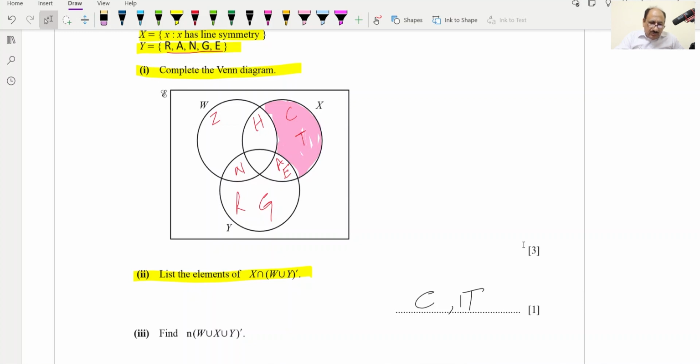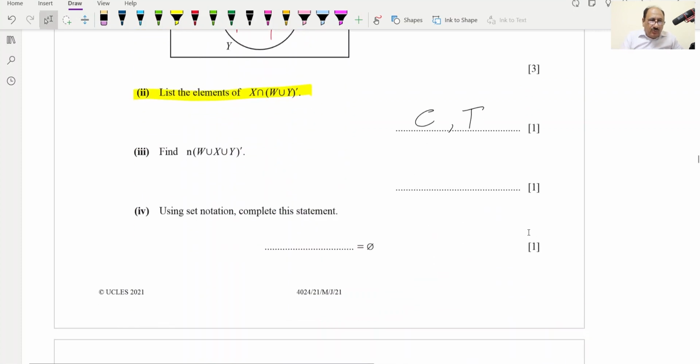Then they are saying find n of (W union X union Y) complement. So there is nothing. That complement will be the outside region, which is this outside region. This whole outside region is not having anything, so we will say null set or phi, and this will be equal to phi.